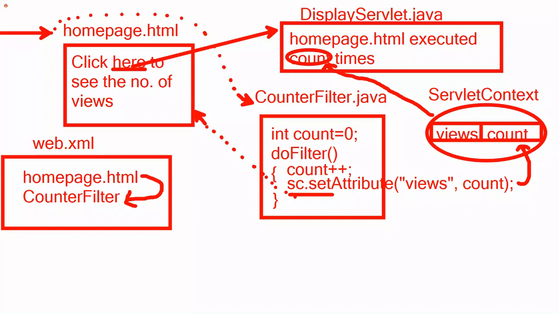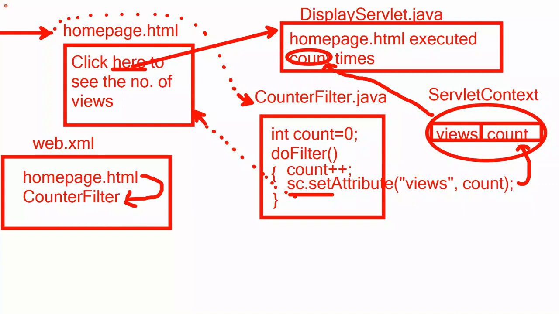In this diagram, I'll ask some questions, give me the answer. First, which program is executed first? Homepage.html, counter filter, or display servlet? Which one? Counter filter. So first the XML is executed, with the XML the counter filter is executed.